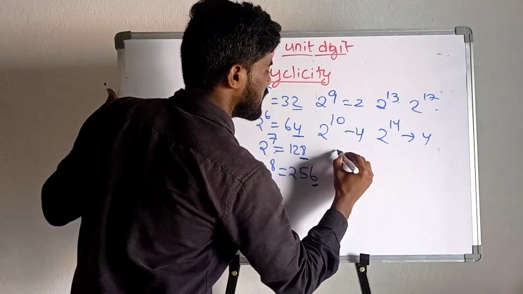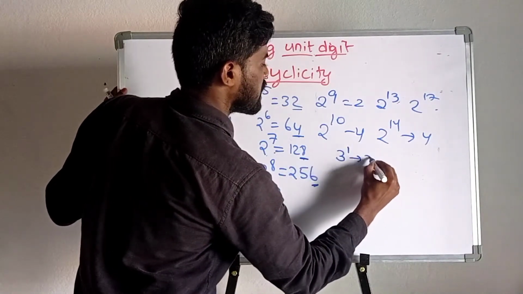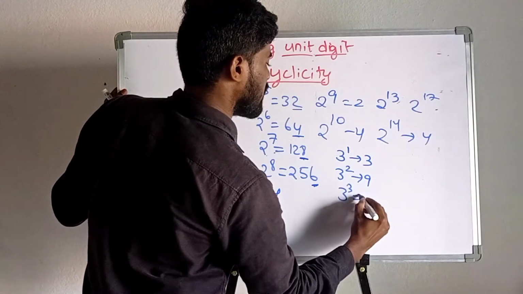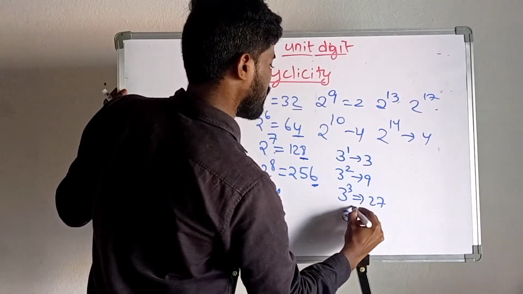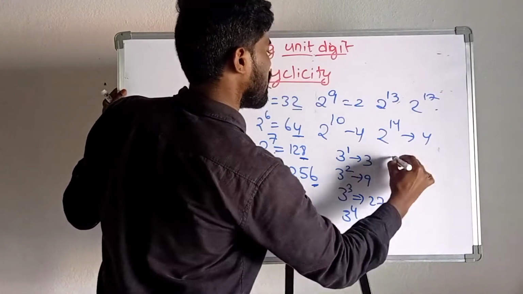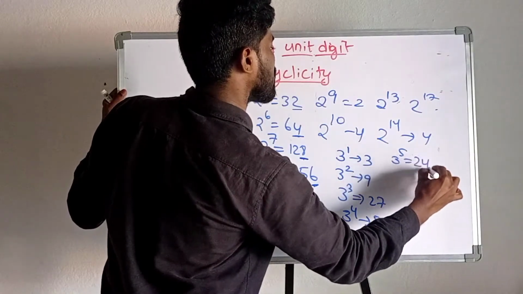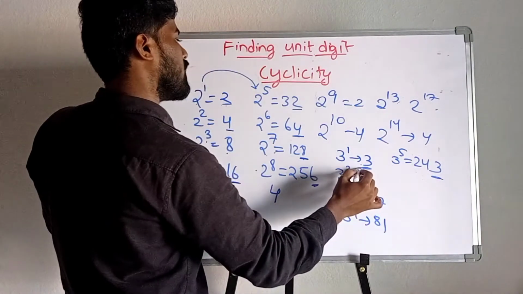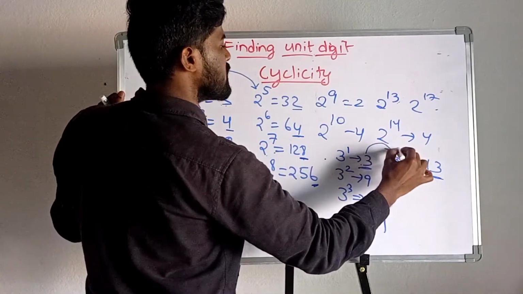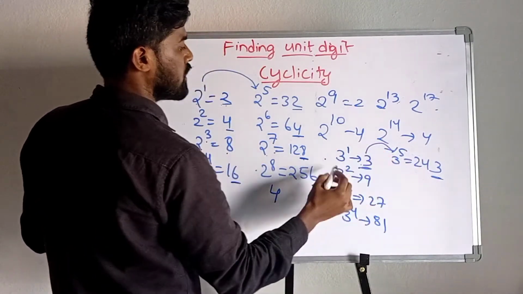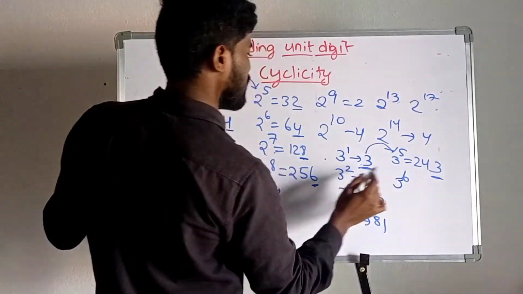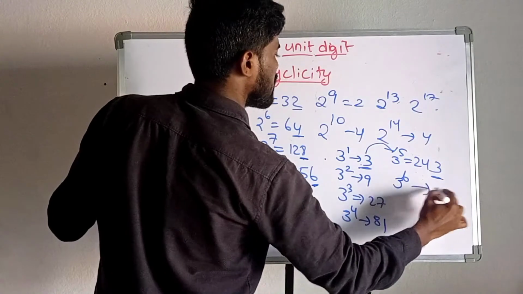Suppose 3 power 1 is 3, 3 square 9, 3 cube 27, 3 power 4 81, 3 power 5 243. Here the cyclicity of the number 3 is also 4. That means after every 4 powers of 3, the unit digit remains constant. 3 power 6, the unit digit in 3 power 6 is also 9.